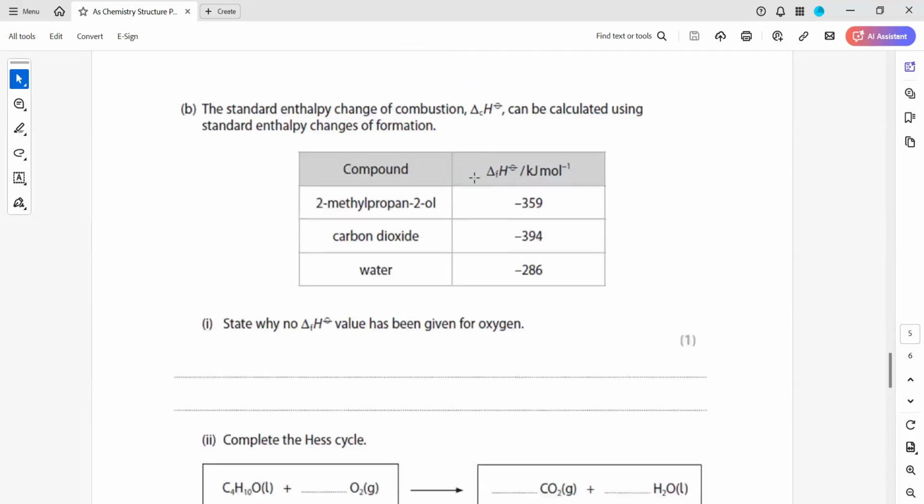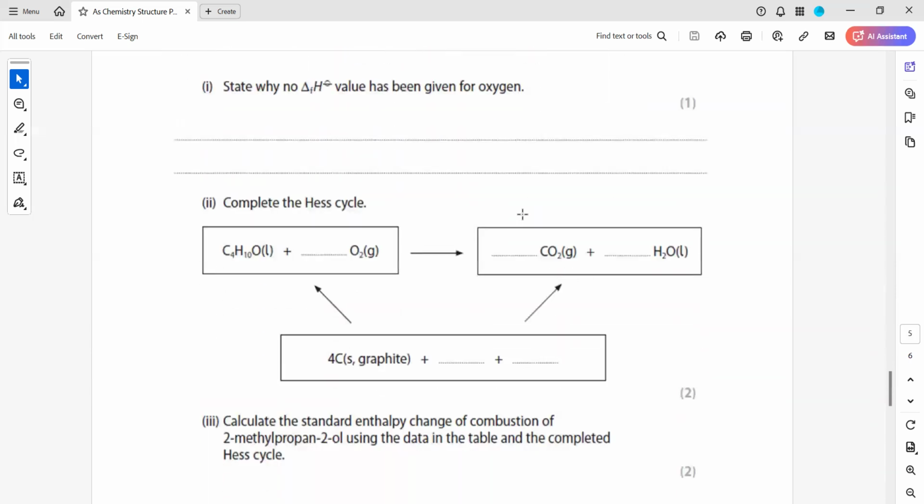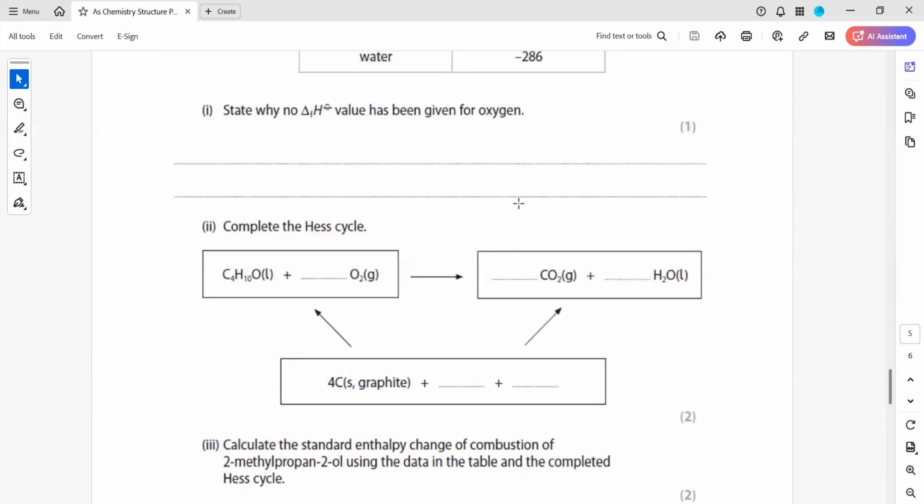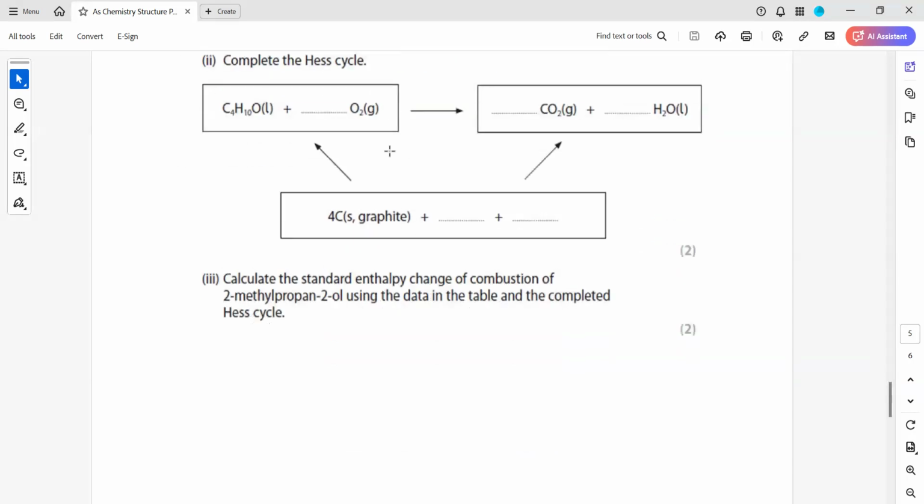Now, the standard enthalpy change of combustion can be calculated by using the standard enthalpy change of formation. The formation of 2-methyl propan-2-ol is given, and carbon dioxide. Why is the enthalpy change of formation of oxygen not given? Because enthalpy change of formation is only for compounds. Oxygen is not a compound. Oxygen is an element and it is in its standard state. That's why the formation is always 0. Formation of an element is always 0 because formation is only given for compounds.